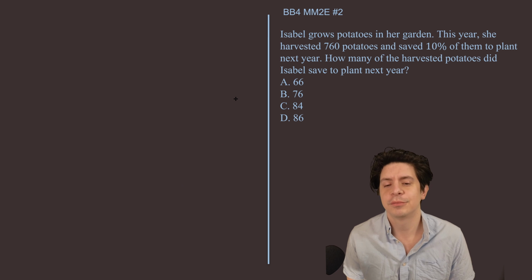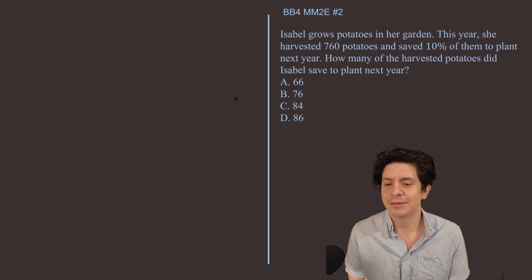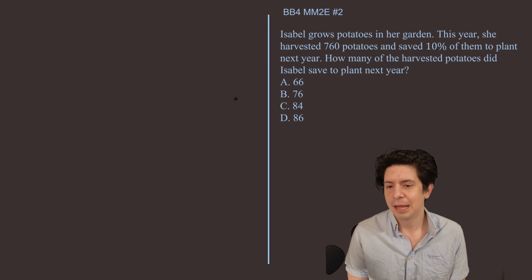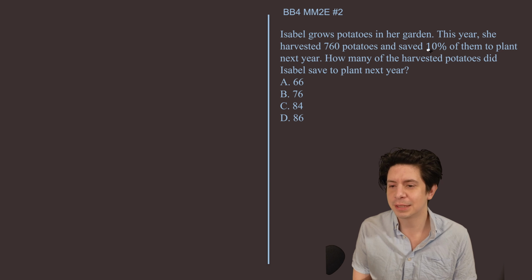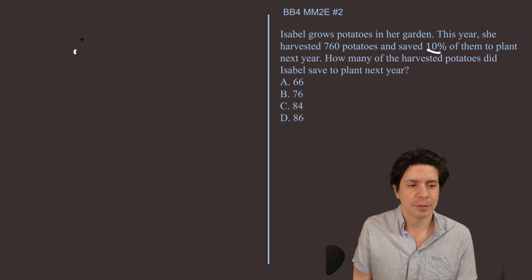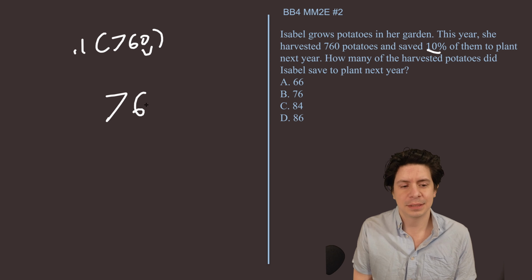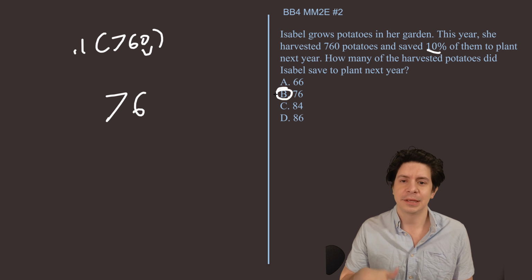All right, now we have number 2. Isabel grows potatoes in her garden. This year, she harvested 760 potatoes and saved 10% of them to plant next year. How many of the harvested potatoes did Isabel save to plant? So we're going to do 10% of the total. So that'll be 0.1 times 760. You just move the decimal place 1 to the left, and you get 76. Okay. Easy start. It'll get harder even in this section.